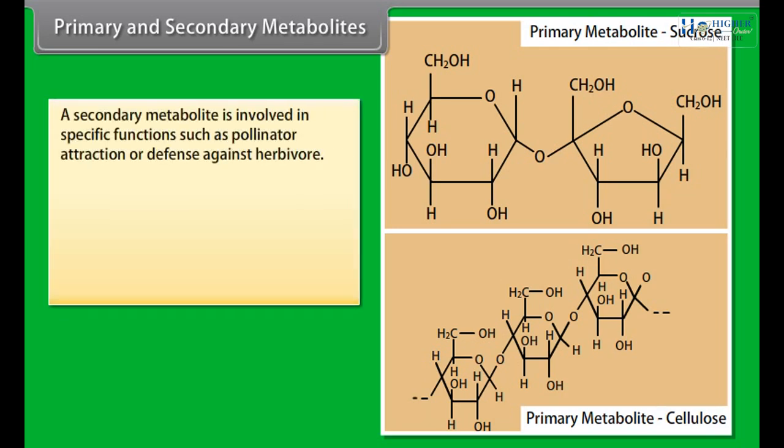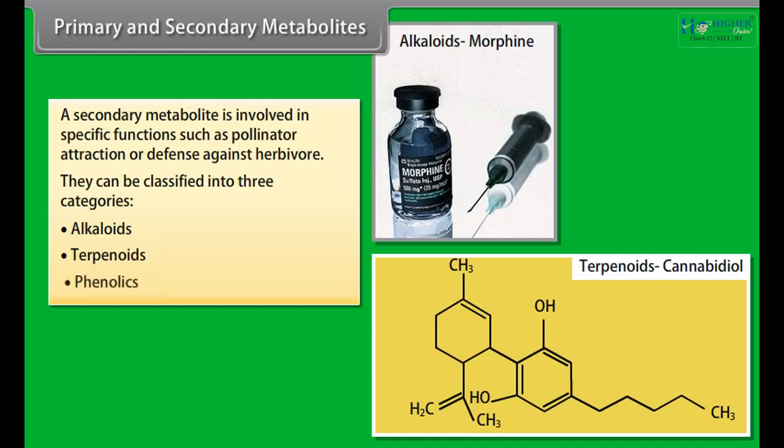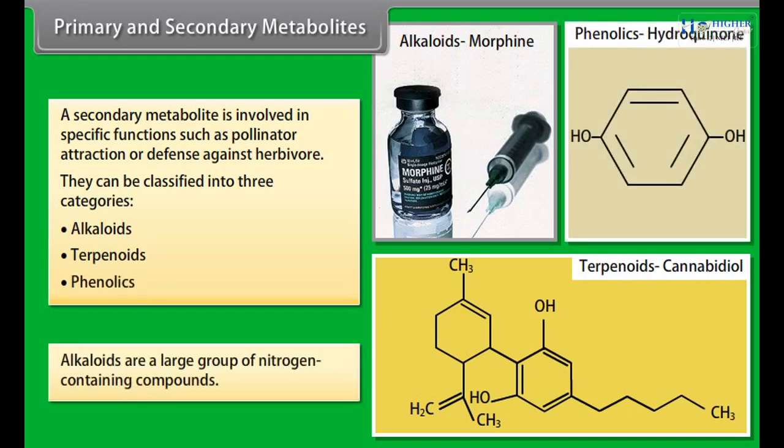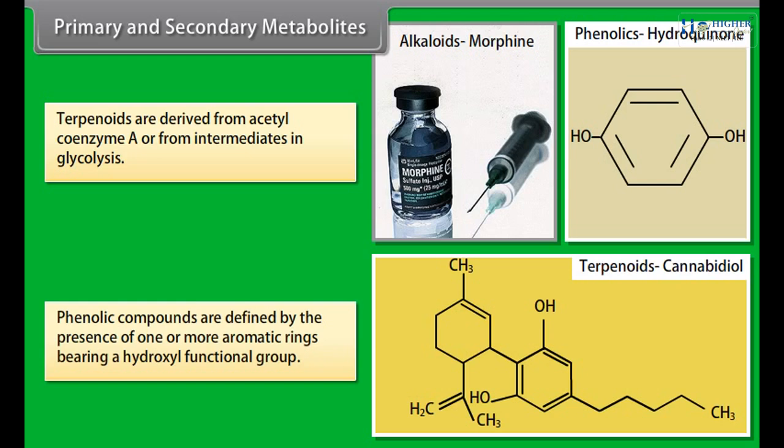A secondary metabolite is involved in specific functions such as pollinator attraction or defense against herbivores. They can be classified into three categories: alkaloids, terpenoids, phenolics. Alkaloids are a large group of nitrogen-containing compounds. Terpenoids are derived from acetyl coenzyme A or from intermediates in glycolysis. Phenolic compounds are defined by the presence of one or more aromatic rings bearing a hydroxyl functional group.